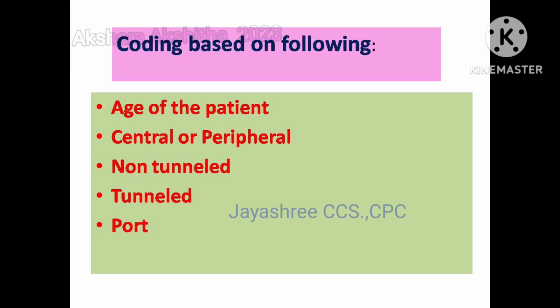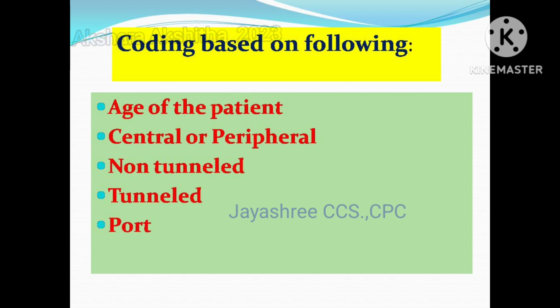Then third point is the age of the patient. Based on this age they have categorized the CPT code, so patient age we have to check. This is the third point. And the next point is whether we have a subcutaneous port or a subcutaneous pump, so with port or without pump, these things we have to check. So we have to check whether it is centrally or peripherally inserted, age of the patient, tunnel or non-tunnel, with port or pump.